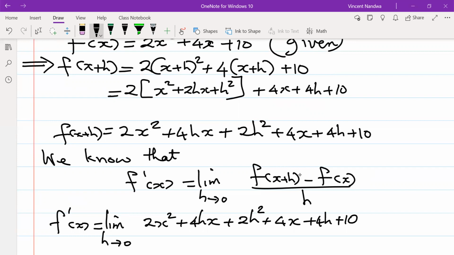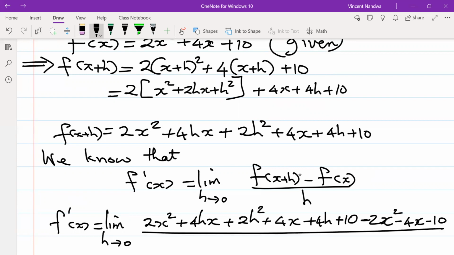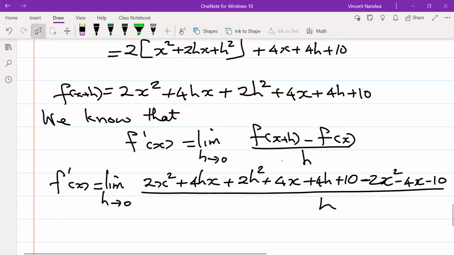Yeah, so minus 2x squared, minus, yeah. So you understand where the negatives are coming from. Good. So 2x and minus 2x cancel. Any other term to cancel? And then any other? 10 and 10.